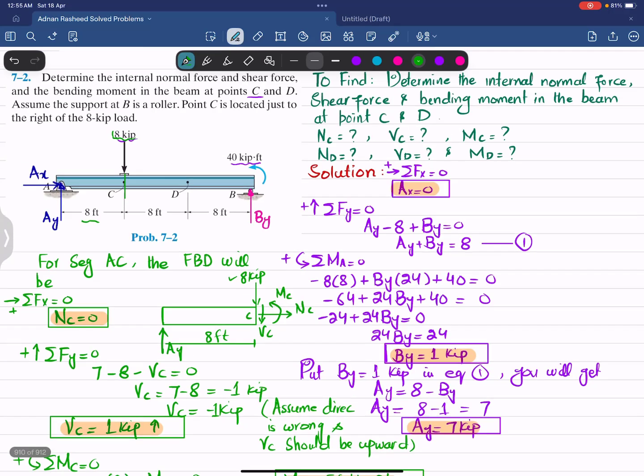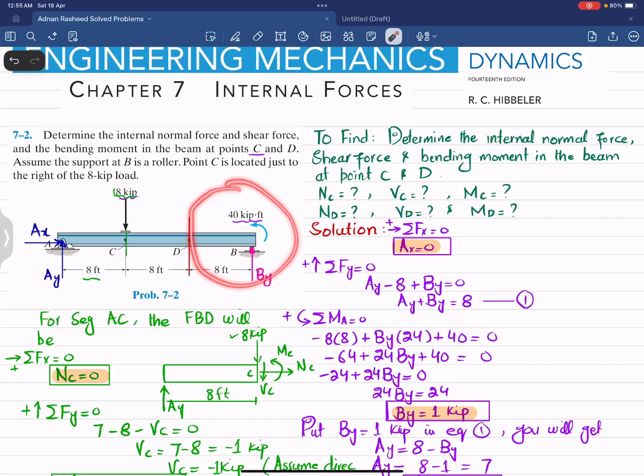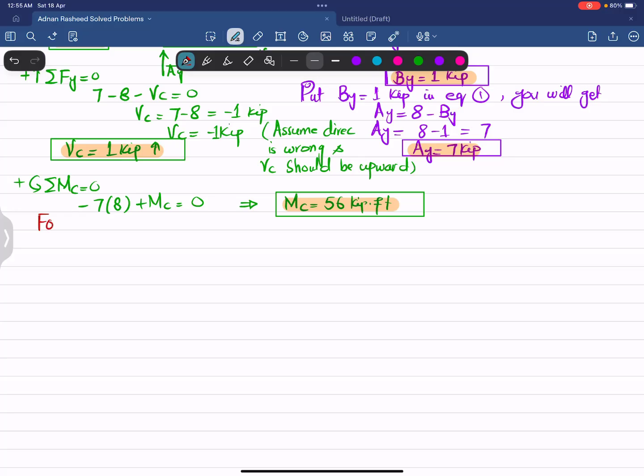Now we are going to find the loadings at point D as well. For that we will cut this beam at D, and we will take this portion for our analysis, and we will draw the free body diagram. So for segment DB, I will draw the free body diagram over here. So this is the beam. This is your point B, and this is your point D.